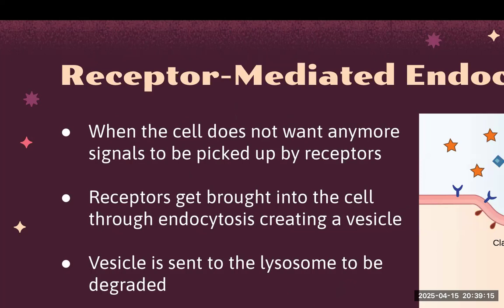Okay, receptor-mediated endocytosis. When the cell doesn't want any more signals to be picked up by the receptor, the receptor can be brought into the cell through endocytosis, creating a vesicle. That vesicle is sent to the lysosome to be degraded. So we had the receptor out here, it gets brought in, creates a vesicle, and that vesicle is sent to the lysosome. Lysosome in this case. We'll get into the proteasome later. But basically, receptor sucked in, vesicle, sent to the lysosome to be degraded.